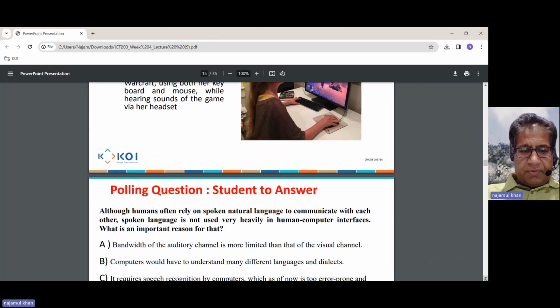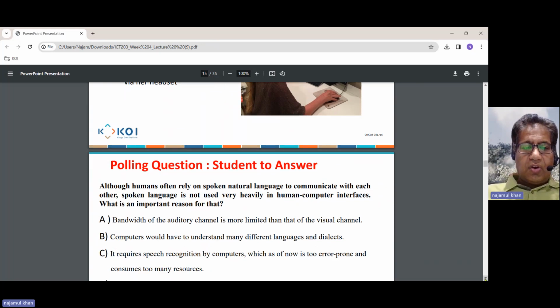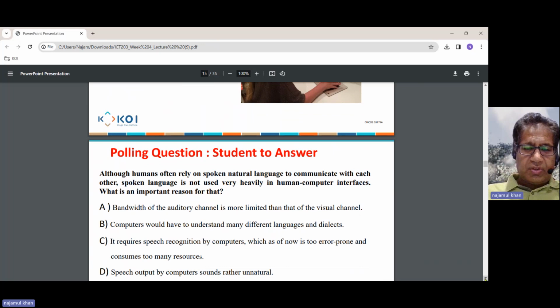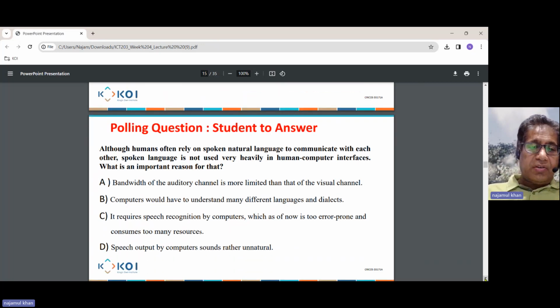Okay, another polling question here. Although humans often rely on spoken natural language to communicate with each other, spoken language is not used very heavily in human computer interfaces. What is the important reason for that? A: The bandwidth of the auditory channel is more limited than that of the visual channel. This might be true. B: Computers would have to understand many different languages and dialects. This can also be true. C: It requires speech recognition by computers, which is too error prone and consumes too many resources. D: Speech output by computers sounds rather unnatural.